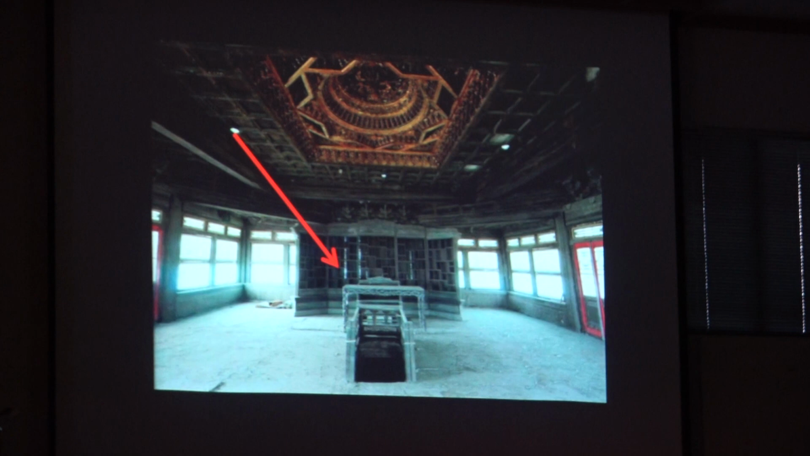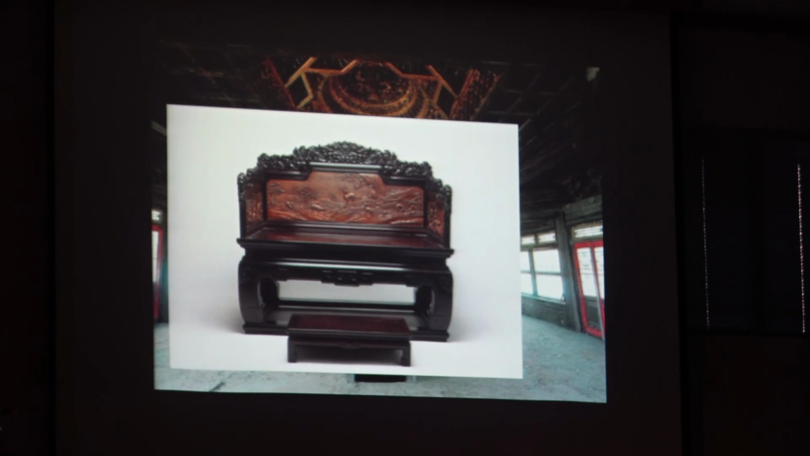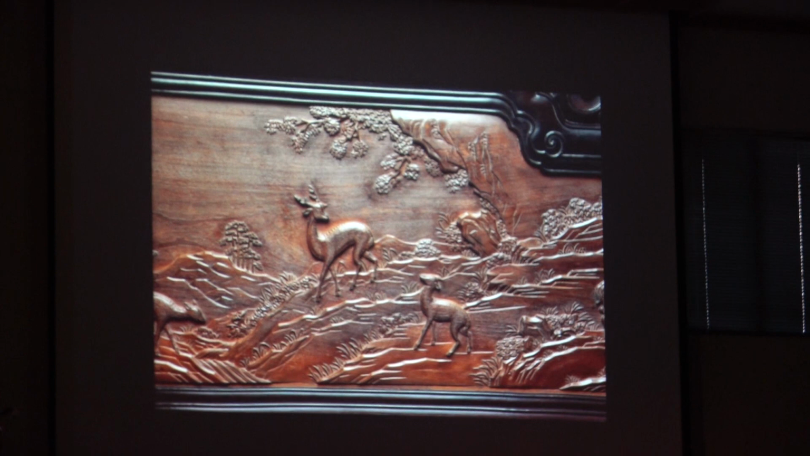And just to get a little bit of a sense of some of the furniture that's in this room, it's very, very fine furniture. This was the throne that was made for the Qianlong Emperor. You can see some of the details of the carving on the side. I did an exhibition of objects from the Qianlong Garden, and included actually was this throne as well as all the furniture in this room.